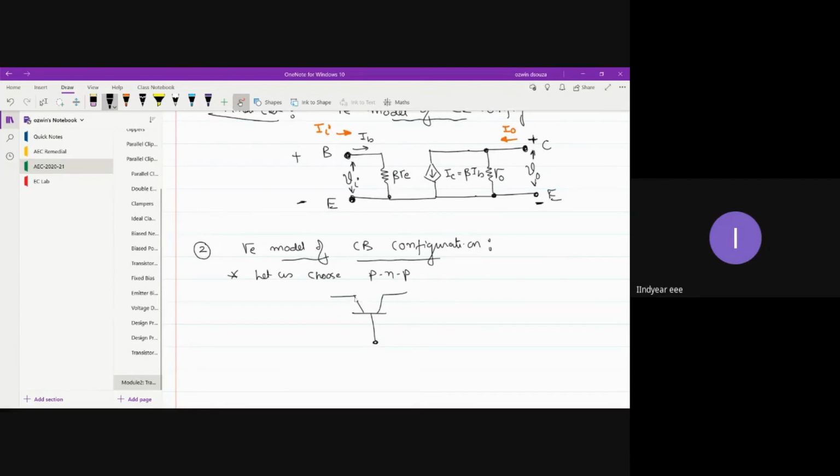So step one, as I have told you previously, you have to draw the current direction. In case of PNP, the current direction is inward. So this is your emitter. Common base: base terminal is common to input circuit as well as the output circuit. This is your collector and this is your base. Next you mark the current directions. Emitter current IE, base current IB.